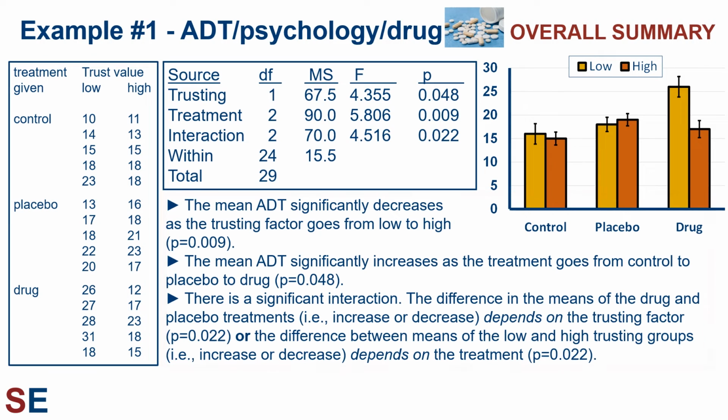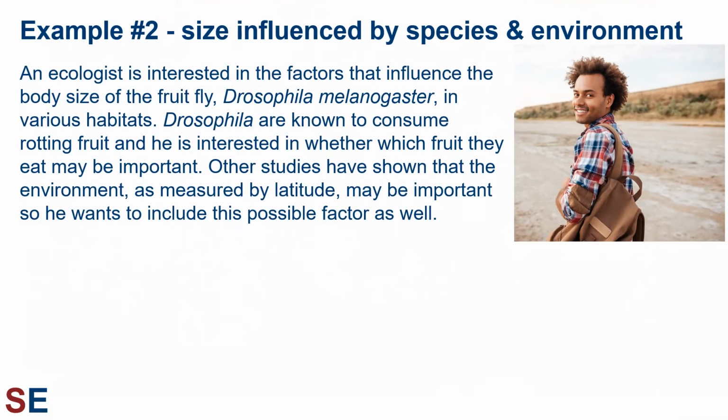Let's look at another example, one where not every F-test will be significant. For our second example, let's think about the following scenario. An ecologist is interested in the factors that influence the body size of the fruit fly, Drosophila melanogaster, in various habitats. Drosophila are known to consume rotting fruit, and he's interested in whether the fruit they eat may be important. Other studies have shown that the environment, as measured by latitude, may also be important, so he wants to include this possible factor as well.